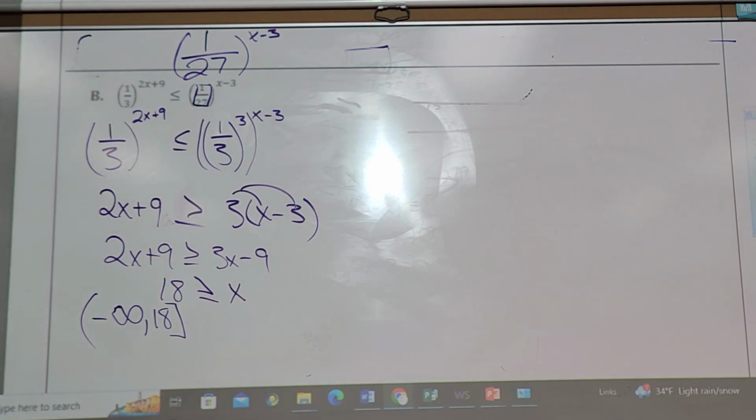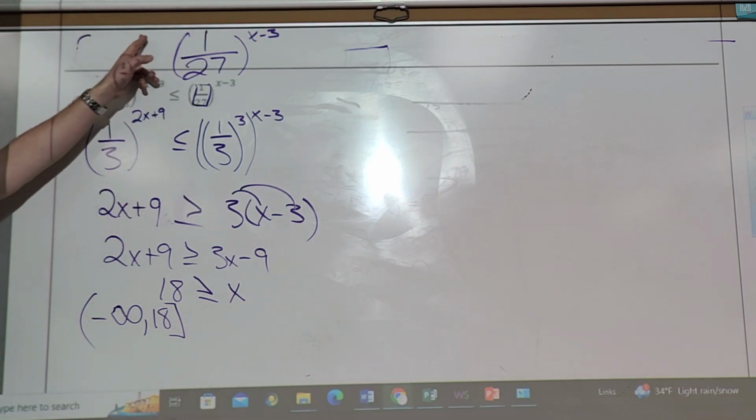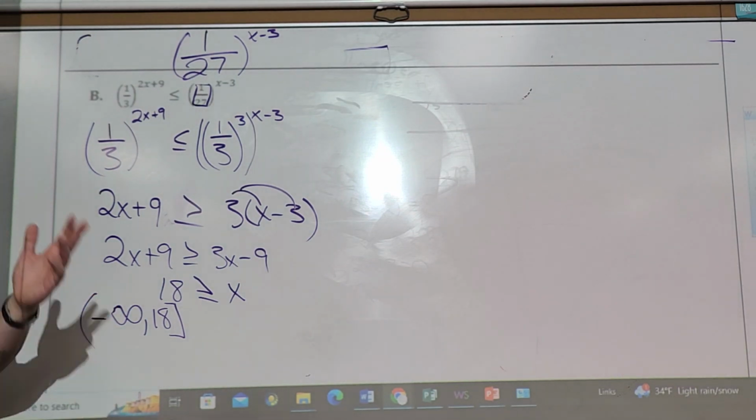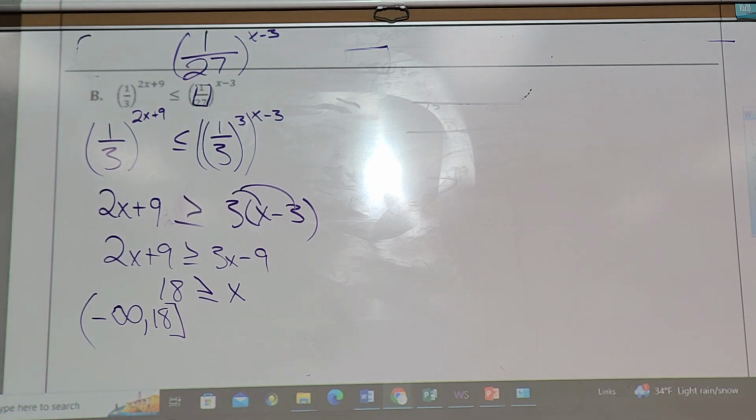Okay. So are we good? Bigger than, so we solve it just like we've been solving. If it's bigger than 1, you keep the sign. If it's less than 1 and greater than 0, you switch the signs. Sound good?